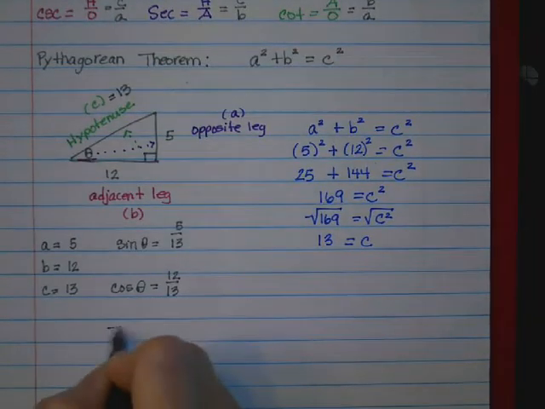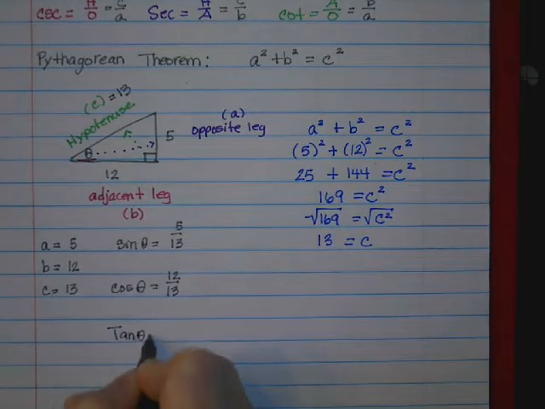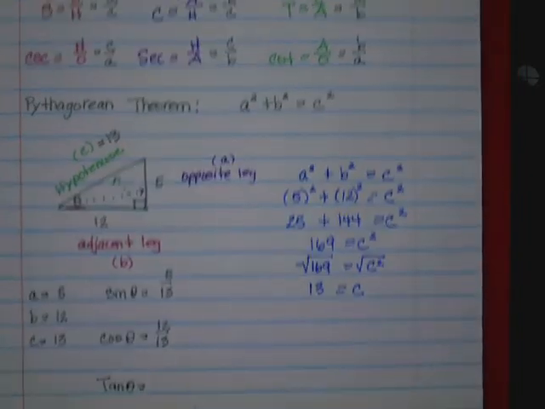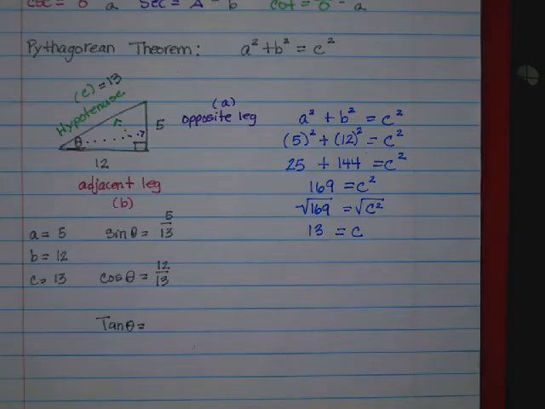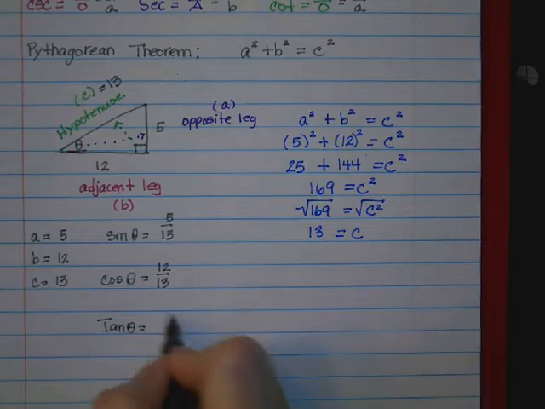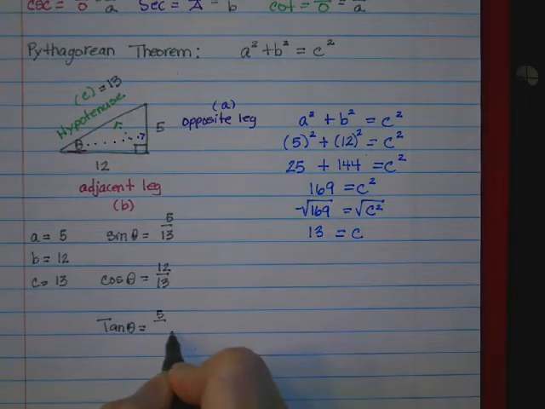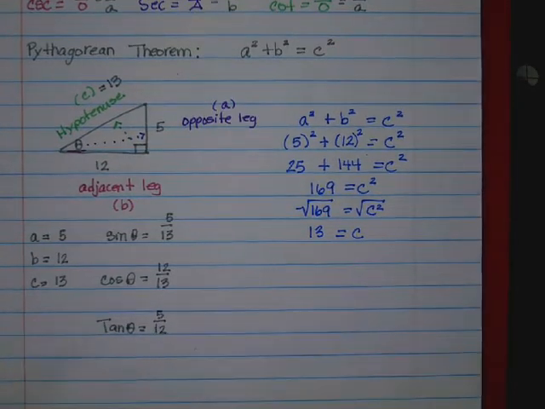Then we will do our tangent. So I'll move this up a smidge and we'll come back down. Our tangent of theta is our A value over our B value. So to go here, put our A value, which is 5, over our B value, which is 12.